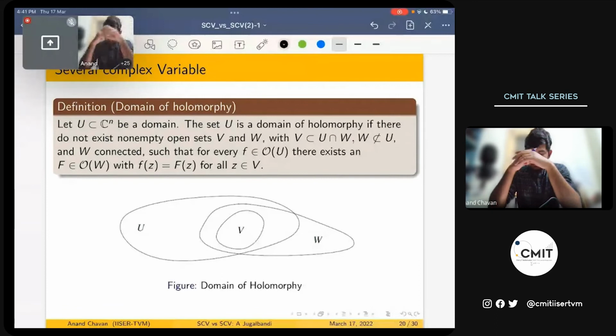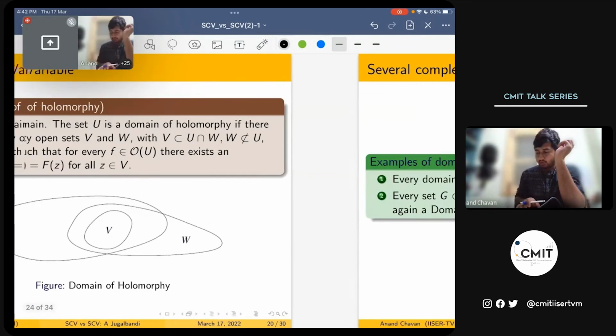Now, in complex analysis, if you have studied, we never talk about such things. We always consider the domain as a domain itself, but we don't mention it as a domain of holomorphy. Why is it so? Because every set in the complex plane is a domain of holomorphy, whereas in several complex variables there are some sets which are not domains of holomorphy. Let me tell you what it means.